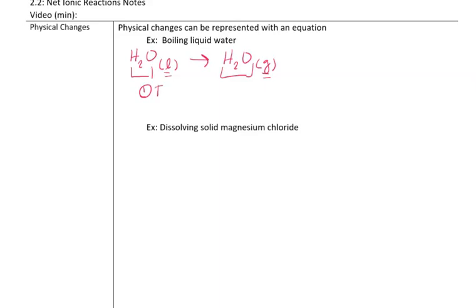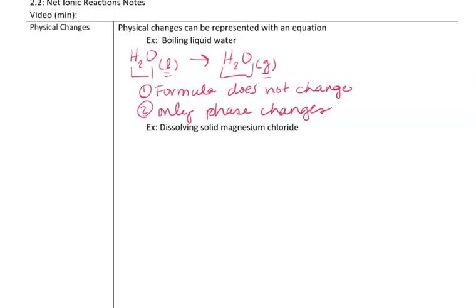One, the formula has not changed. Only the phase changes. This is what makes it a physical process. The chemical composition hasn't changed. The bonds don't change. The ratio of hydrogens to oxygens and the way they're arranged and bonded hasn't changed.